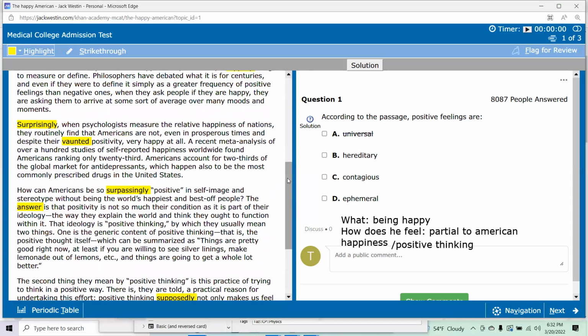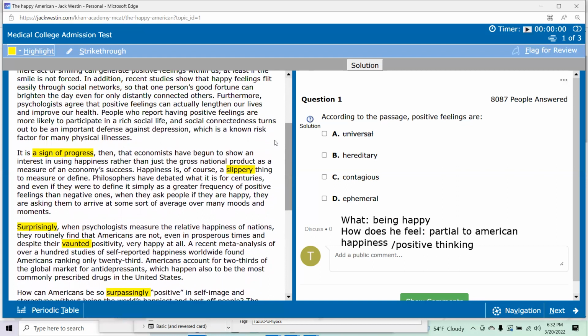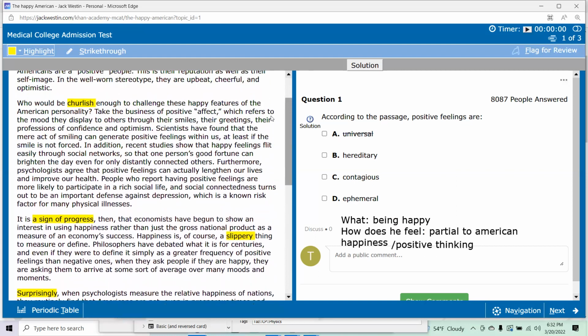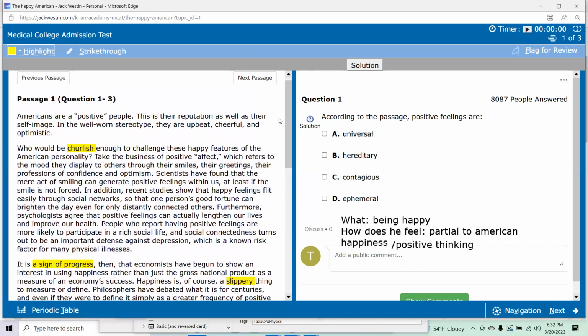So maybe because of America, but I don't really feel so. Contagious? I don't see anything about passing things around. So I want to eliminate contagious as well. All right, I could be wrong.